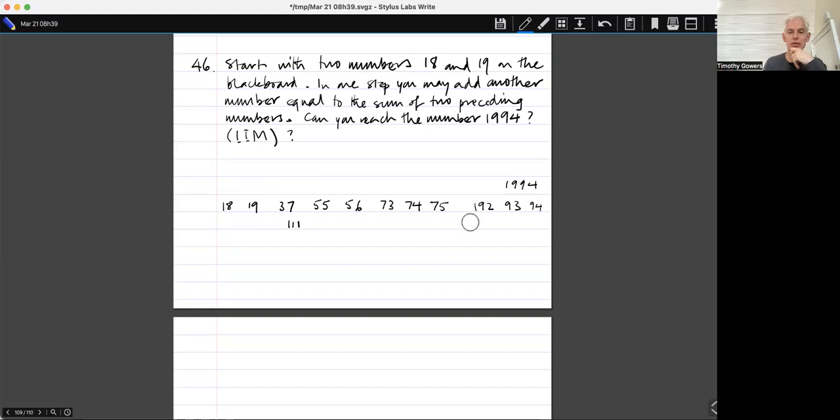So it's giving me things that, although I wasn't able to add 18 to 18, I could add something like 18, 19, and 37, because I can get 19 plus 37, I can get 18 plus that, and then I get 18 plus that. So it's looking very much as though you can reach the number 1994.